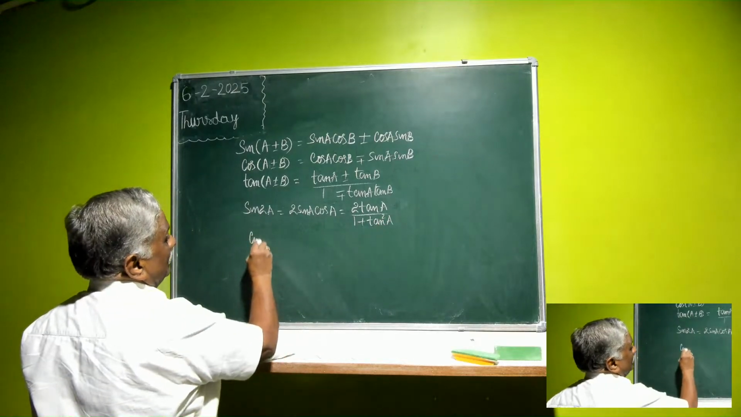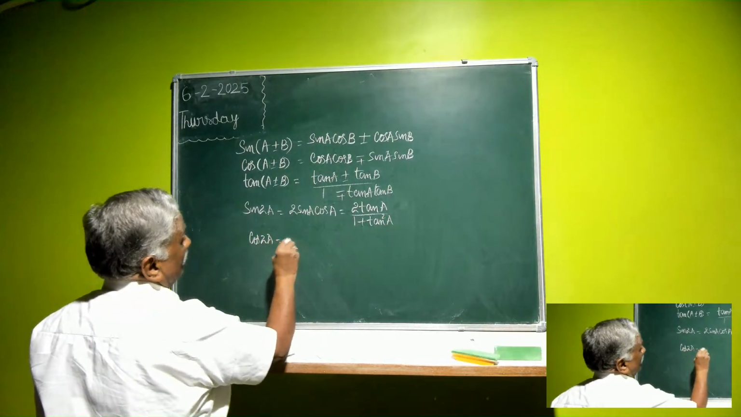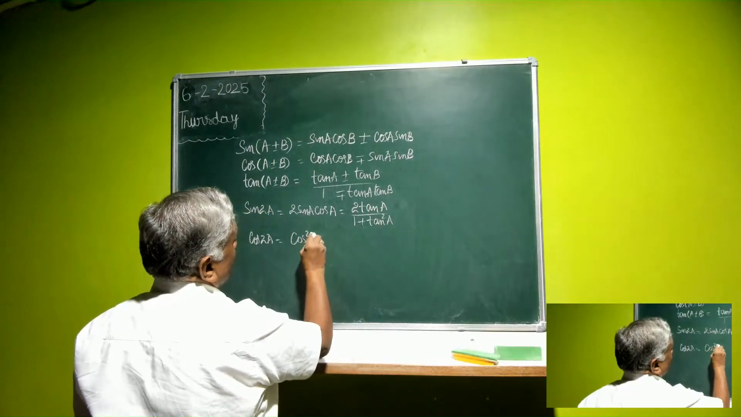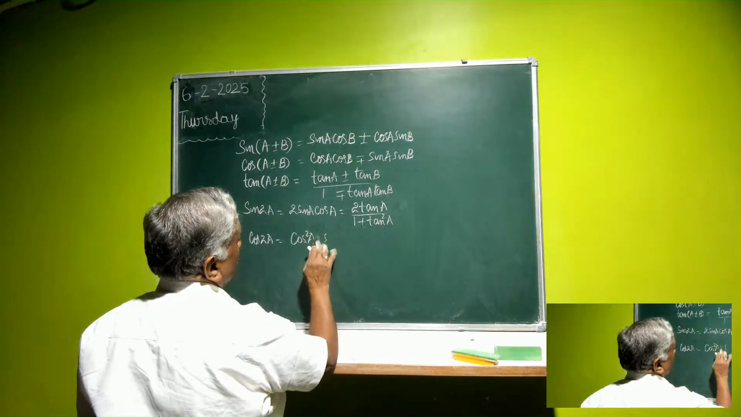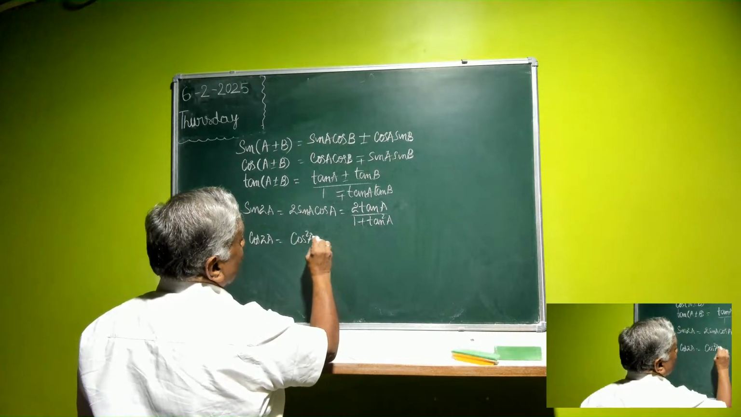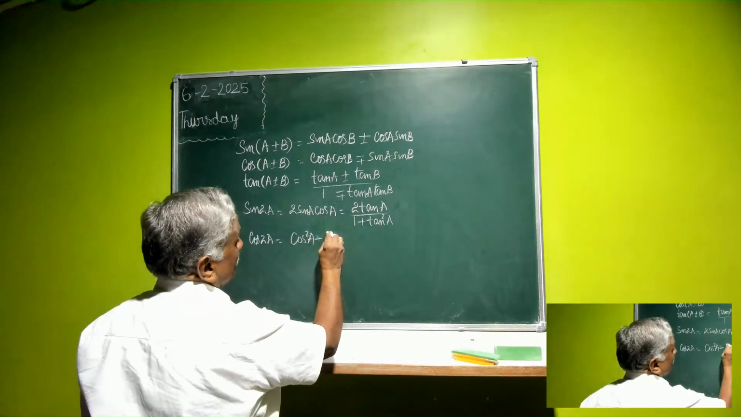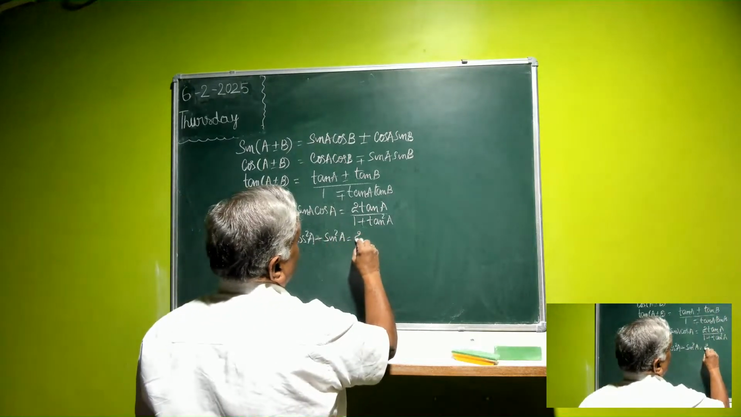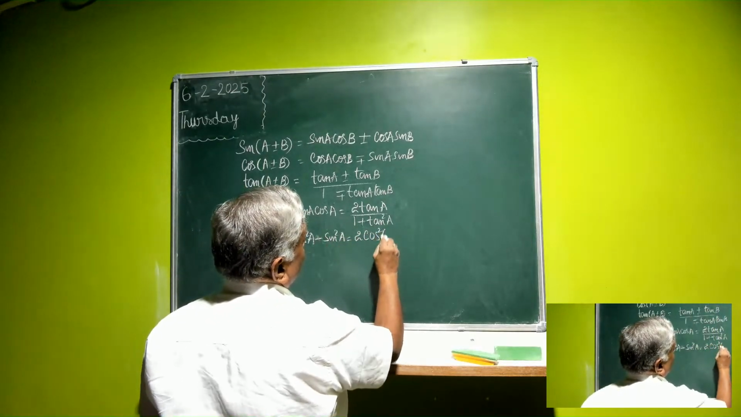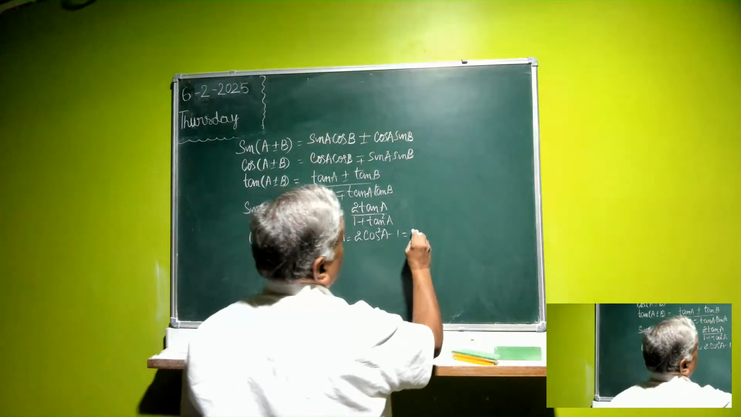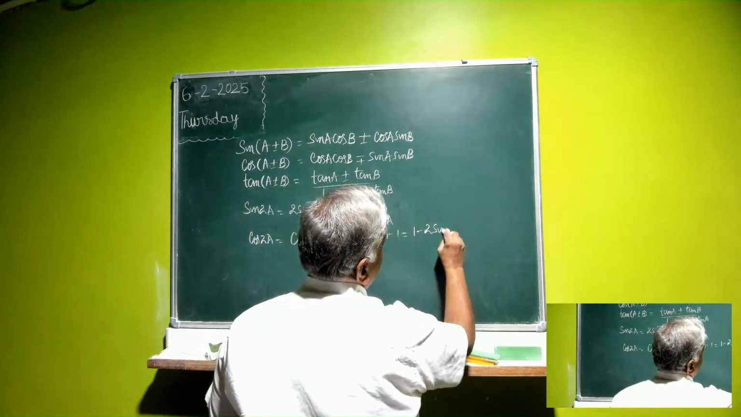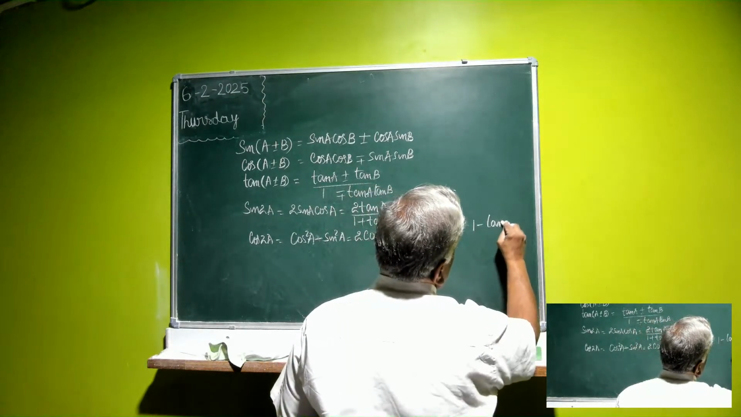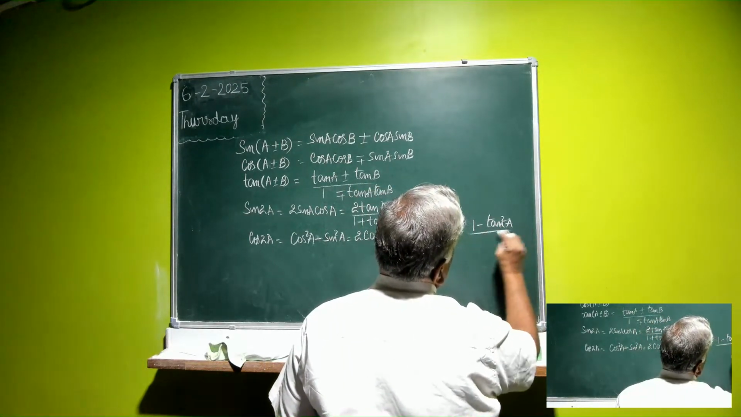Cos 2A is cos square A minus sin square A, which is 2 cos square A minus 1, which is 1 minus 2 sin square A, which is 1 minus tan square A over 1 plus tan square A. I am not deriving any one of the formulas, I am just listing them.